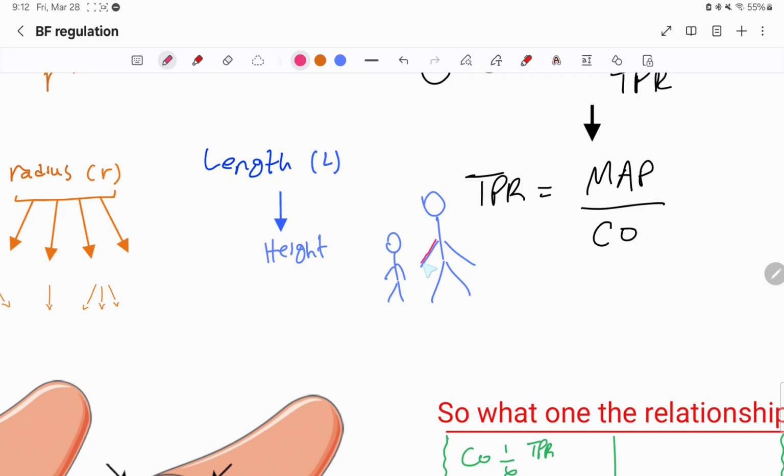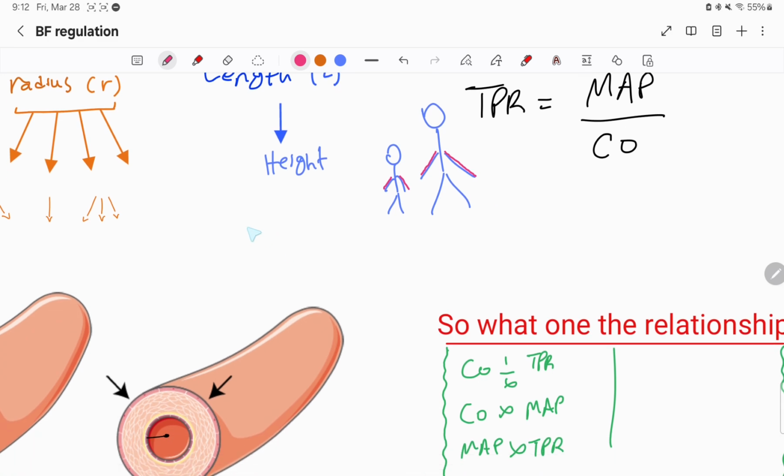Look at this guy's blood vessels, which run from here to here, whereas this guy's blood vessel runs from there to there. This guy's runs from here to here, whereas this guy only from here to here. So you see what I'm saying, right? The taller the individual, the bigger the length of their blood vessel needs to be. And that has implications because, think of it like this.